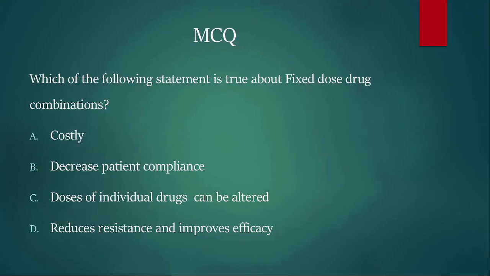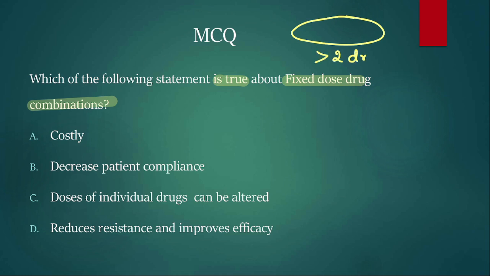Moving on to the next question, which of the following is true about fixed dose drug combination? What do you mean by fixed dose drug combination? Suppose this is a single tablet. In a single tablet, there are 2 or more drugs. So not a single drug, it is 2 or more than 2 drugs. Now, what is the advantage of making this? They are asking what is true. The advantages of making FDC, let me write here.